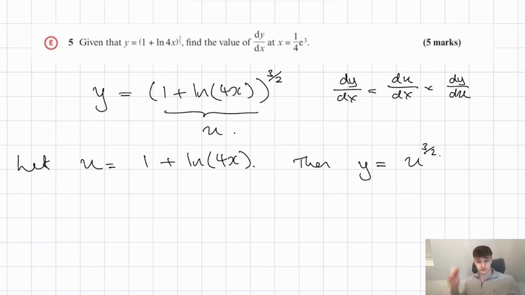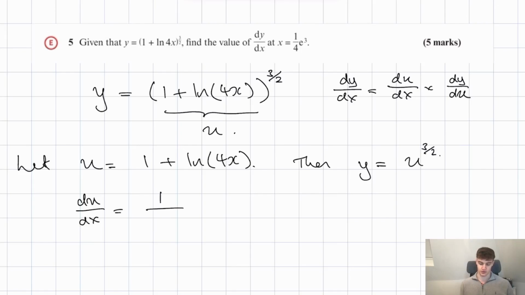Okay, so we just need to find both of those things. So du by dx over here is going to be 1 over x. I could use the chain rule again here, but if you remember, in the last video we saw that differentiating log of kx just gives you 1 over x still.